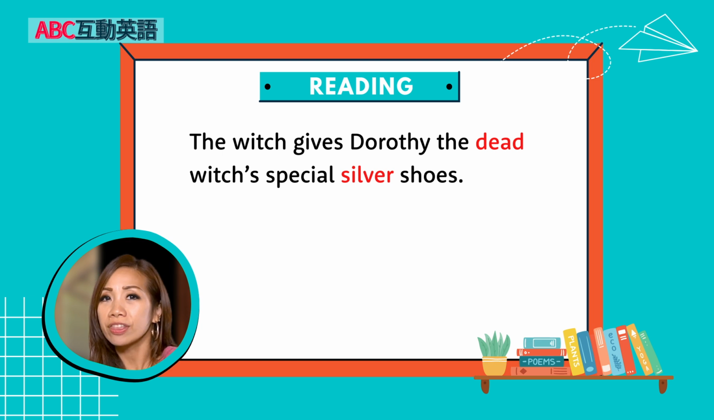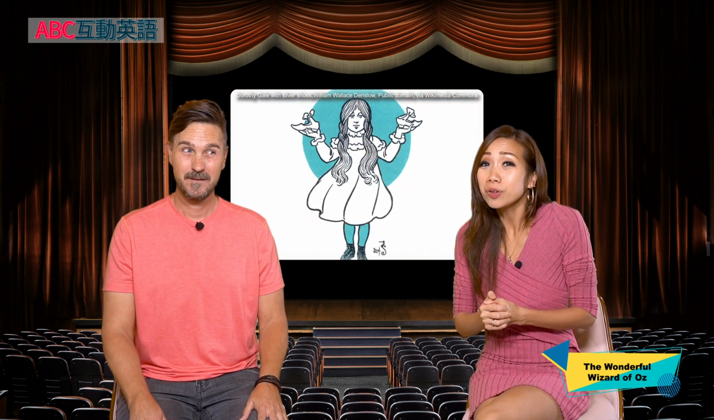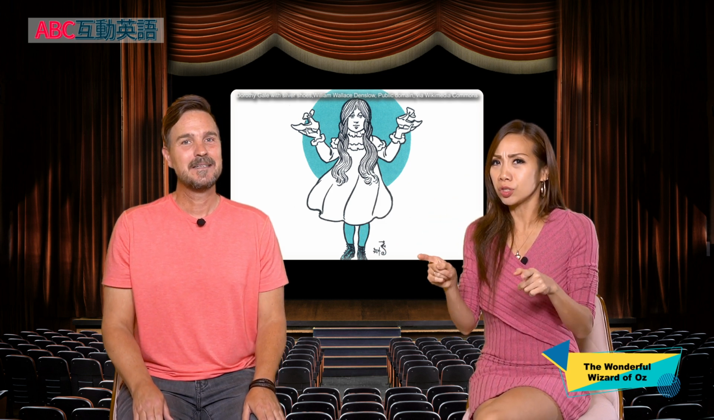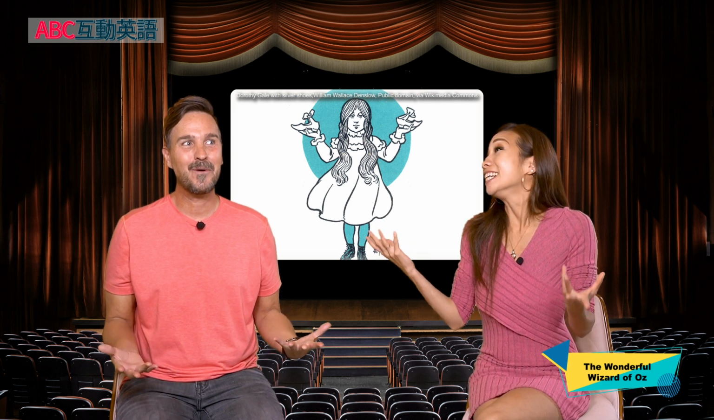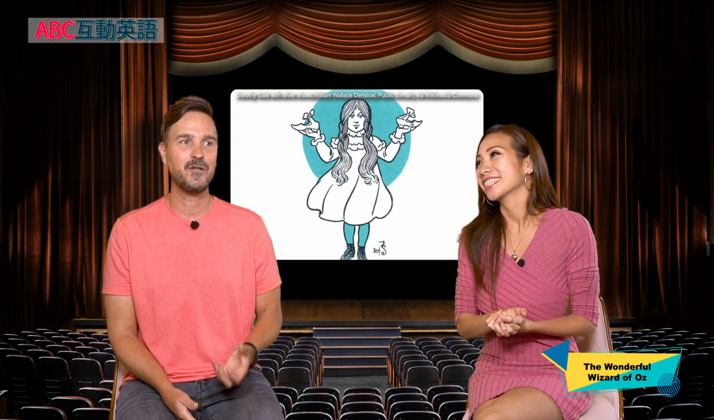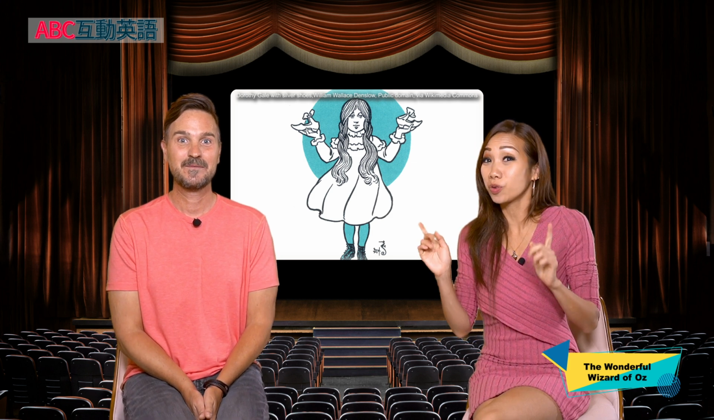Okay, and now the witch gives Dorothy the dead witch's special silver shoes. I don't know if I would want a dead person's shoes. Well, I don't know either, but it says the dead witch's special silver shoes. Since they're special, maybe they have some kind of magical powers. Maybe, or something, but I would still feel a little bit strange about taking a dead person's shoes. That's true, but I think Dorothy did anyway.